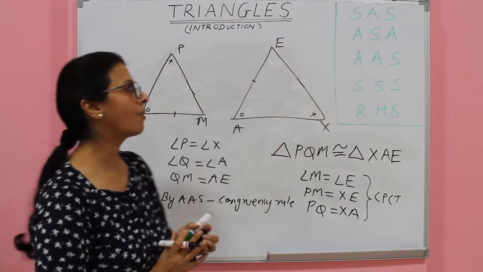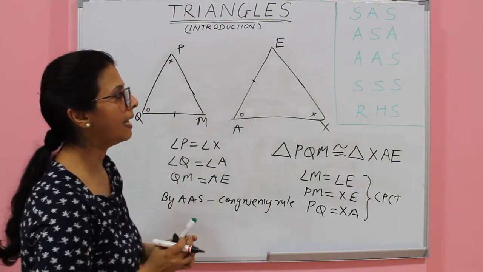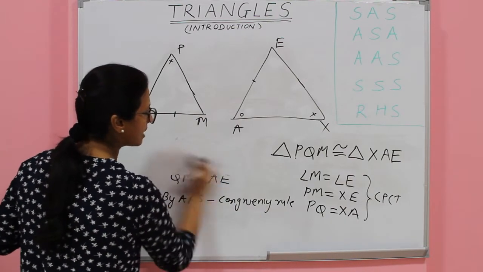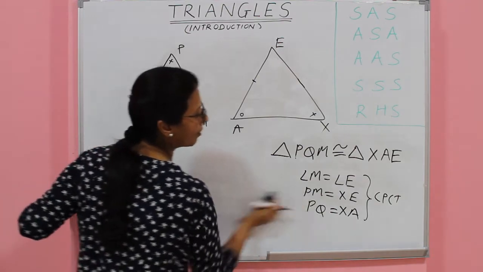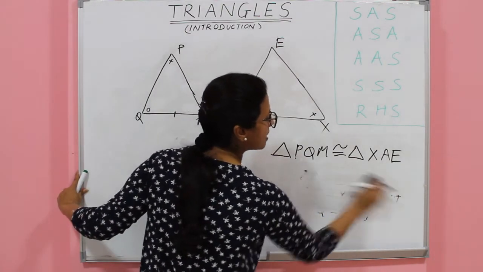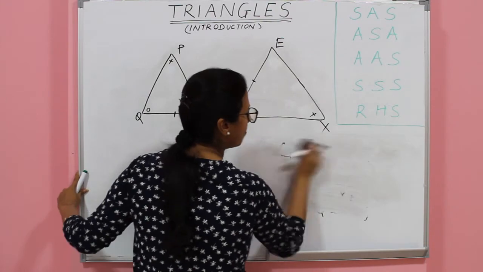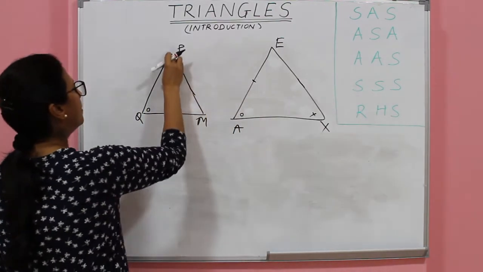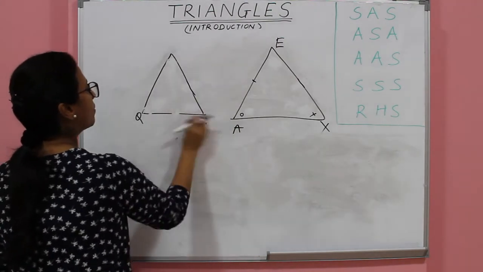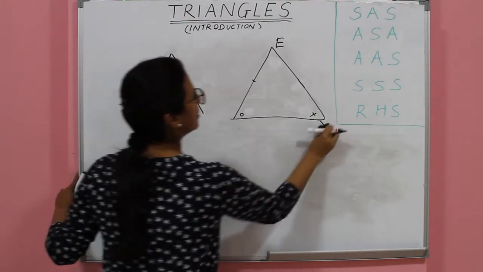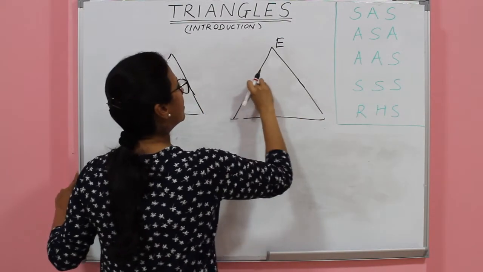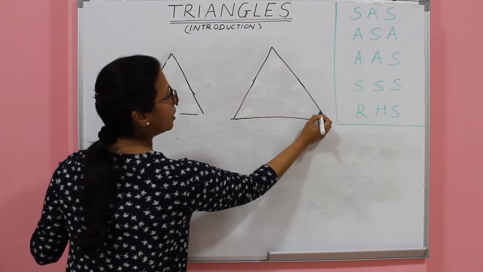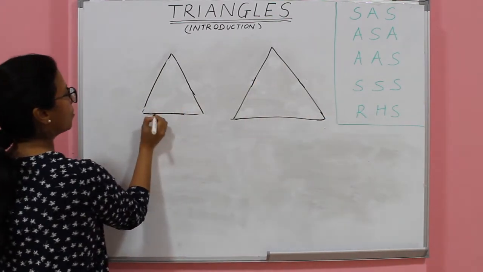So the three congruency rules are SAS, ASA, AAS. Similarly, another rule is SSS, where all three sides are equal. Again, the two triangles are going to be congruent, and we can write the congruency along with the CPCT, all the other parts also. We will quickly write the third one also. You should know how to write the congruencies. Then there is no need of the diagram also. Just by seeing the congruency you can write it.